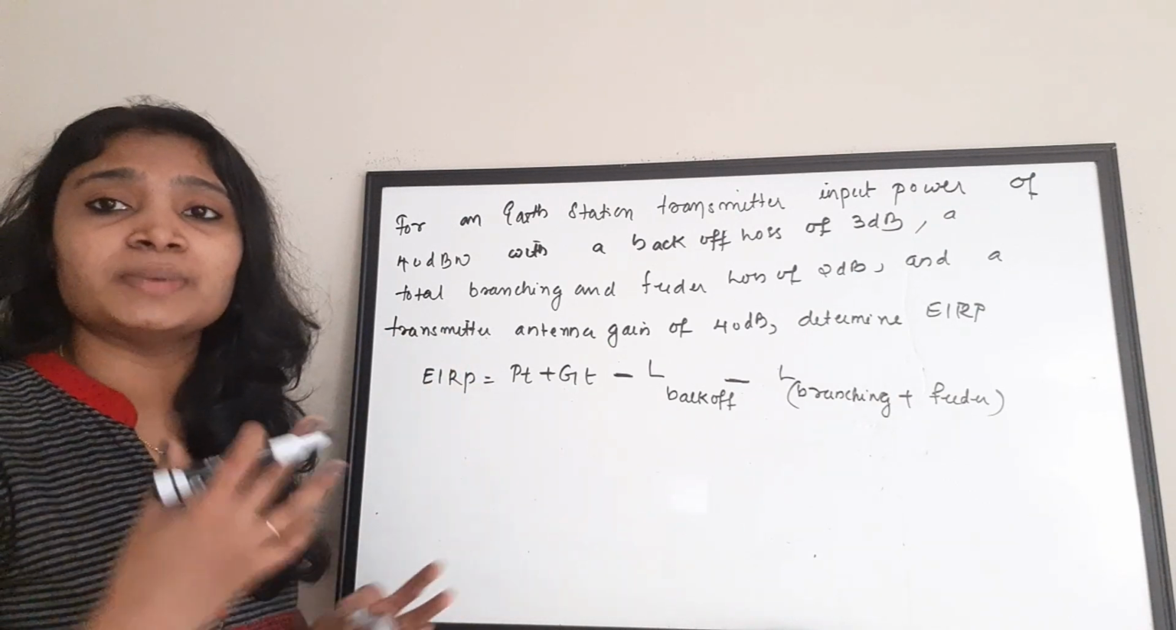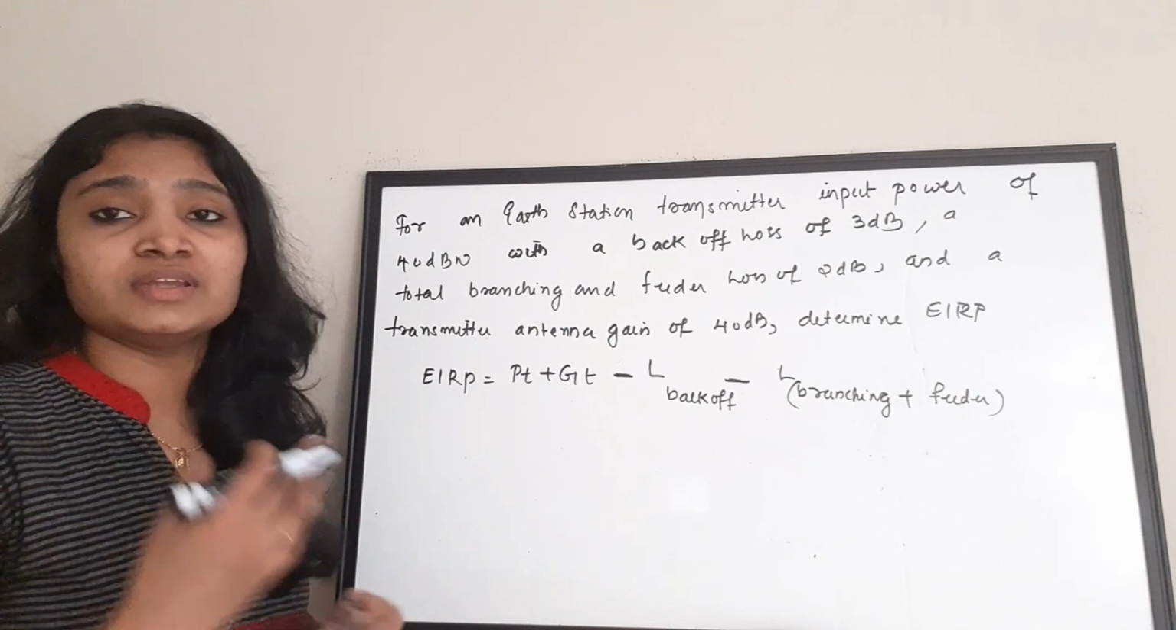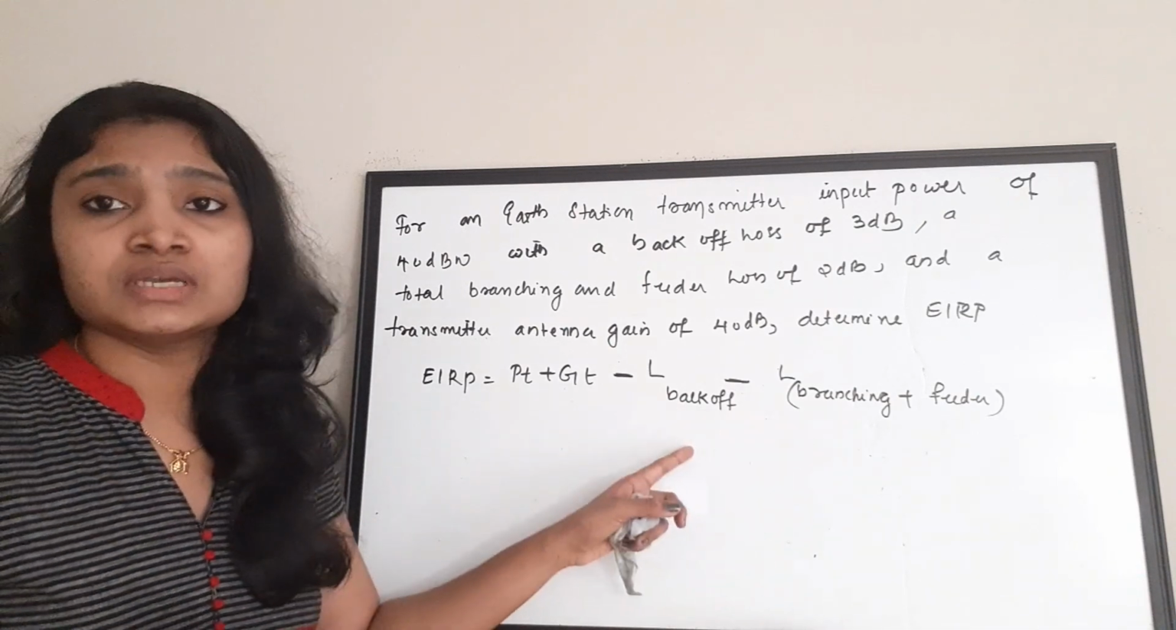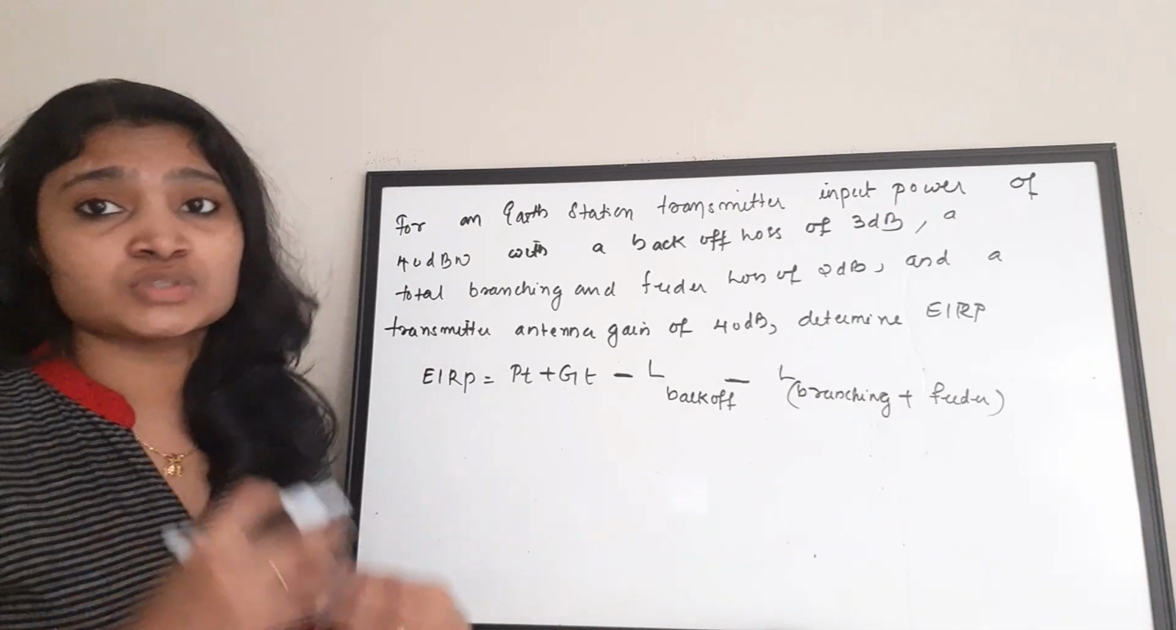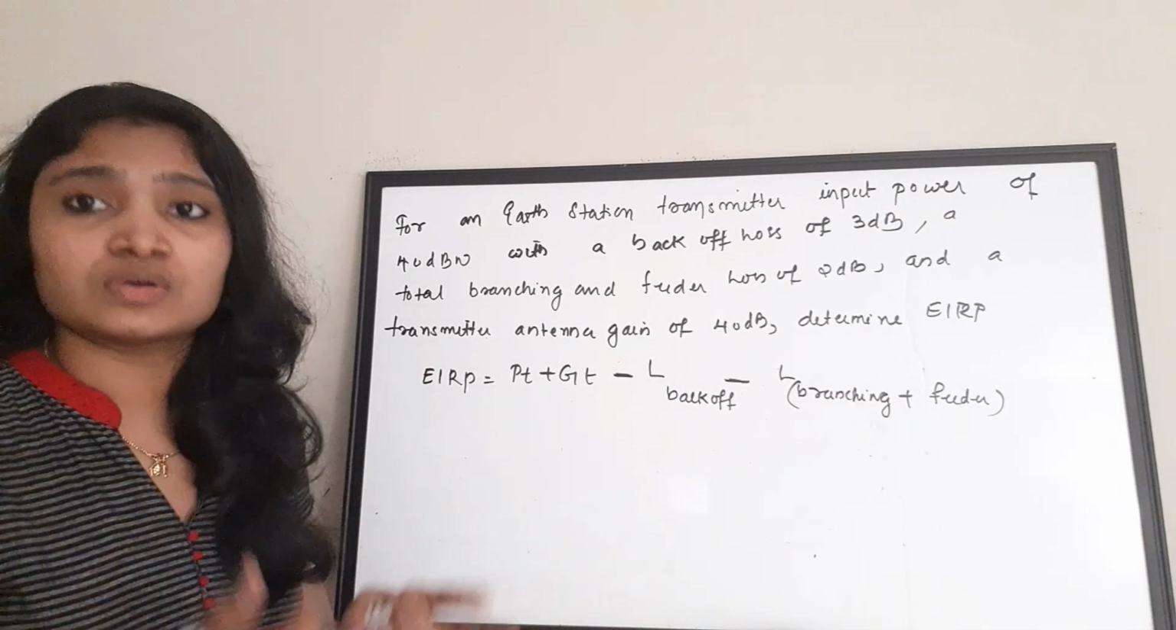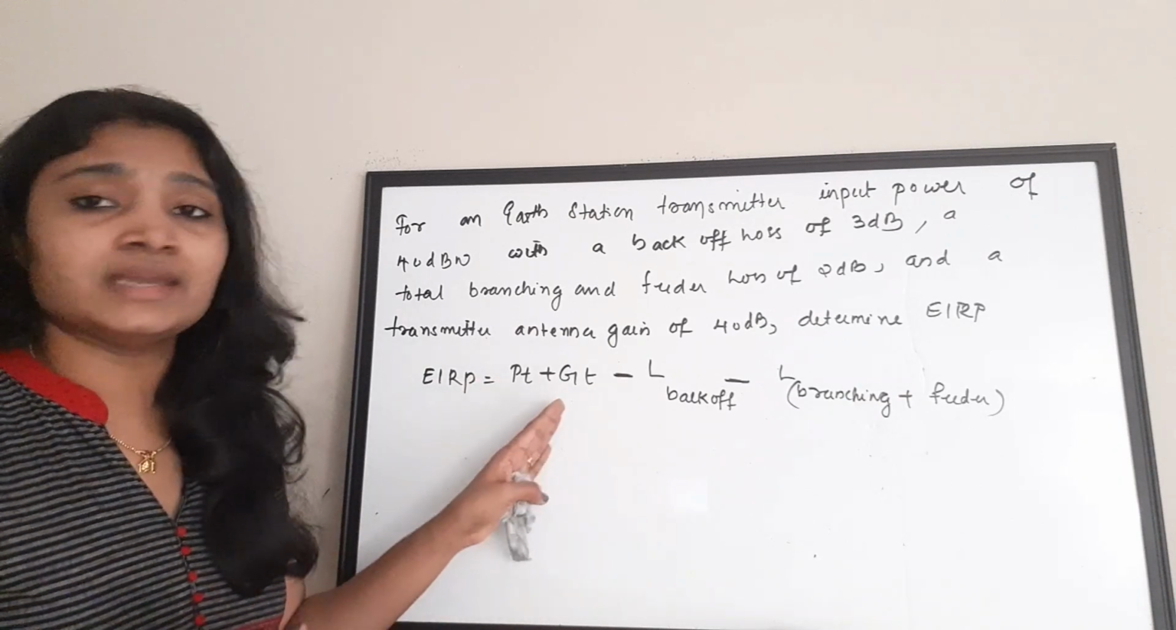Generally it varies depending on the various gains, various powers and also the various losses. So for this question these are the losses. For some other questions some other losses will also be included. So you have to subtract the losses from the total gains and powers.